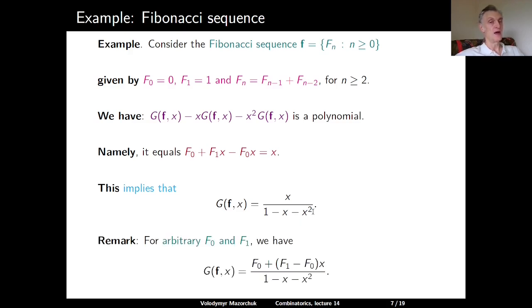Moreover, for arbitrary f_0 and f_1, if we don't take the specific values 0 and 1, which we have in the classical Fibonacci sequence, if we take f_0 and f_1 as parameters, then we get a sequence with the following generating function. The numerator of the rational function will be f_0 plus (f_1 minus f_0) times x, and the denominator will be 1 minus x minus x squared.